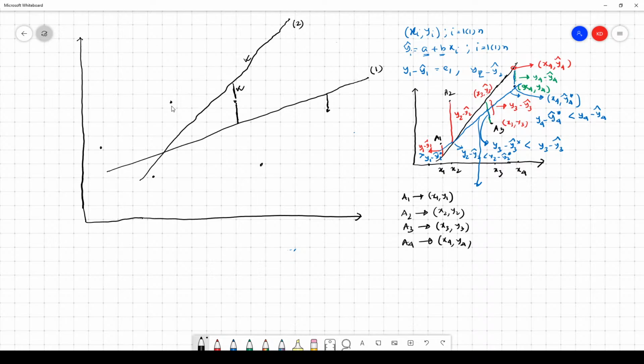Okay, similarly if you use straight line 2, then this error is minimum compared to regression equation 1. Similarly, this error is minimum for regression equation 2, but this error is minimum for regression equation 1 than regression equation 2. So here we get misleading things. Some errors are minimum for straight line 1, some errors are minimum for straight line 2. So this is not the appropriate way to choose the best regression equation.